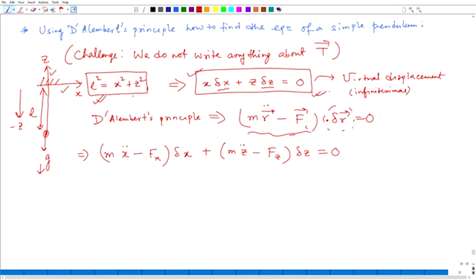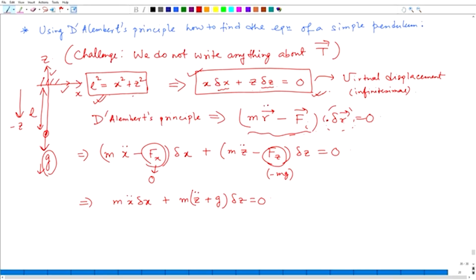Okay. So, this part is actually 0. If you exclude the force of constraints, then there is no force along x direction. And along z direction you just have this g. But according to our convention, this is minus mg. So, the equation should be m x double dot delta x plus m z double dot plus g delta z equal to 0.